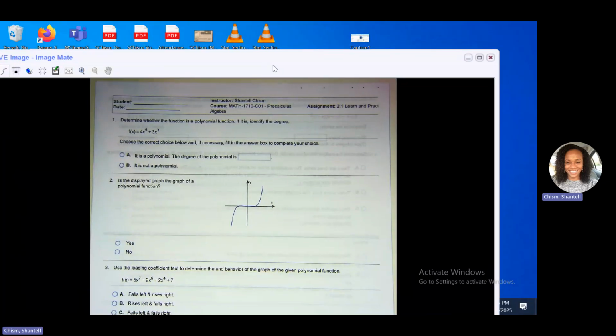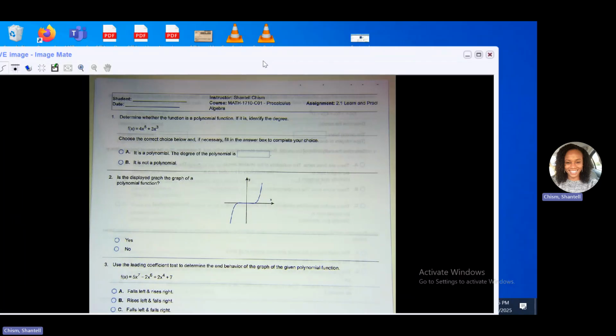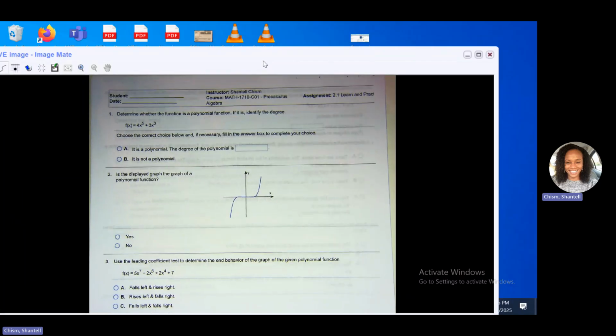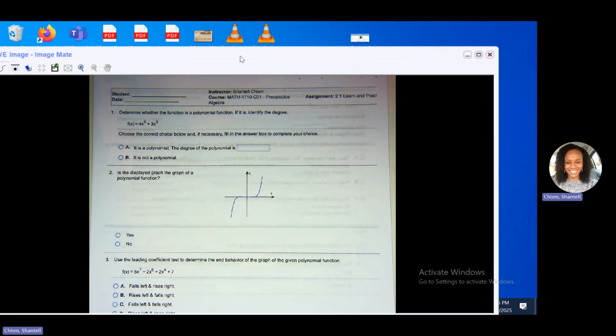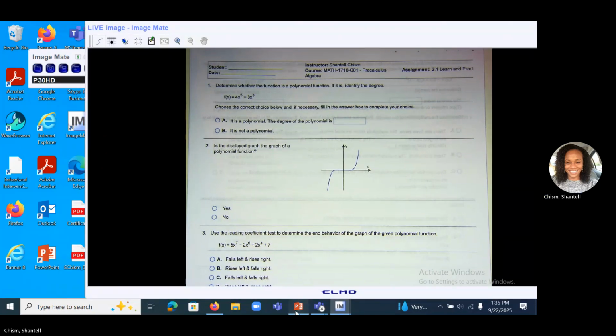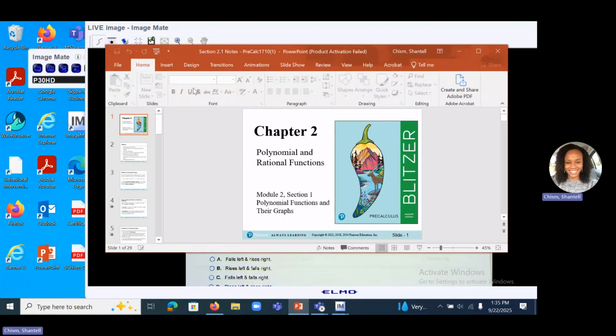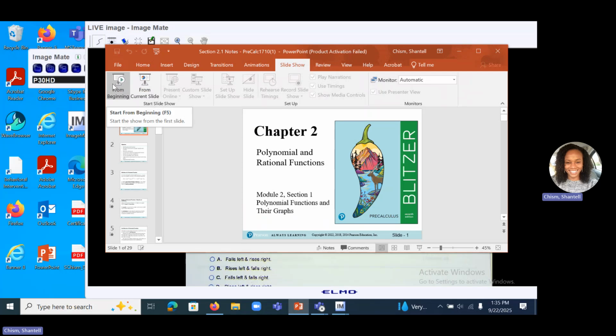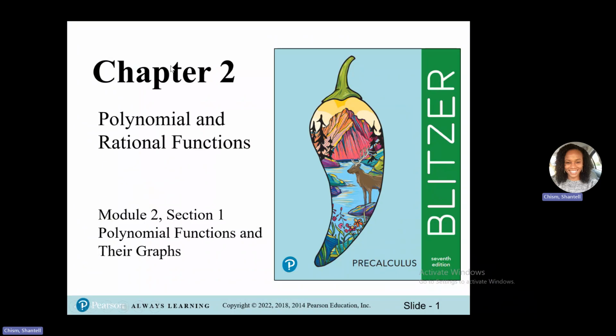I'll go back and forth between the problems and the lecture notes as I need to. So let's begin here with the notes. Let's just introduce a little bit and talk about it. This should say Module 2, my apologies. It says it down here. Module 2, Section 1 deals with polynomial functions and their graphs.